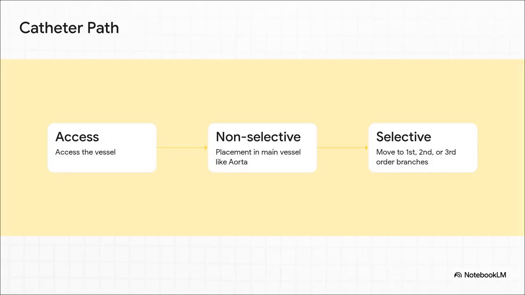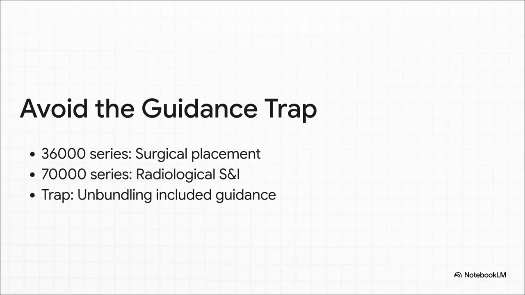First, you access the vessel. Easy enough. Next, you might have non-selective placement, like hanging out in the aorta. And finally, you push into selective placement, moving into those first, second, or third order branches of a specific vascular family. Now listen closely. On exam day, do not, under any circumstances, undercode your selectivity. You literally have to track that catheter's exact anatomical roadmap right to its final destination to make sure you're capturing that highest order branch.